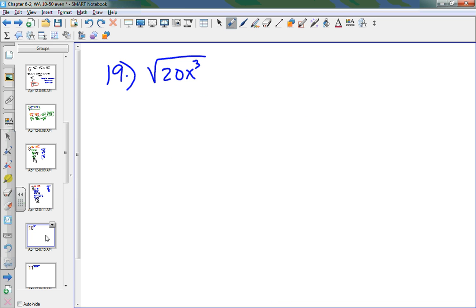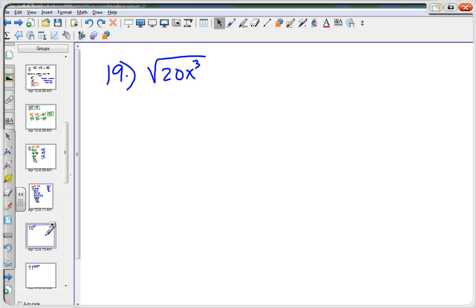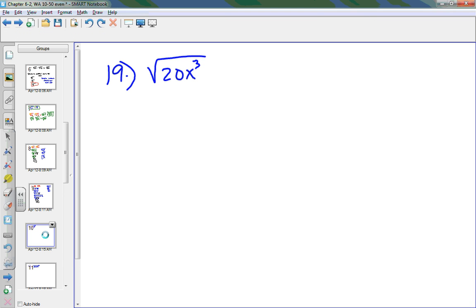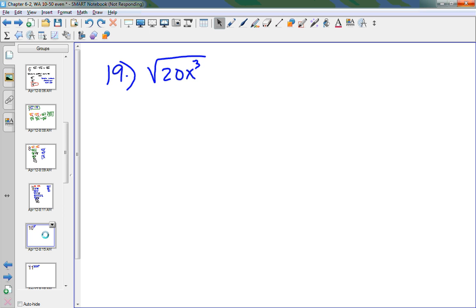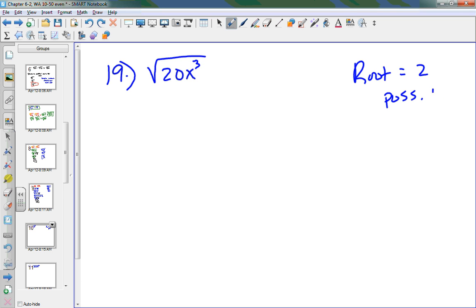Okay, number 19. What's going on with 19? The square root and the cube in sync. Well, my index is a 2, which is my square root. And now I have the cube going on there. Tristan just said we possibly have to have absolute value. Why do we possibly have to have absolute value? Because my root is 2, which means I possibly have absolute value.